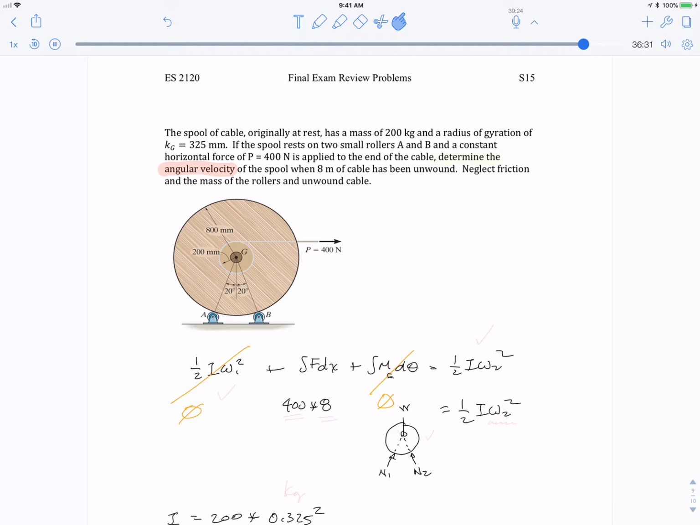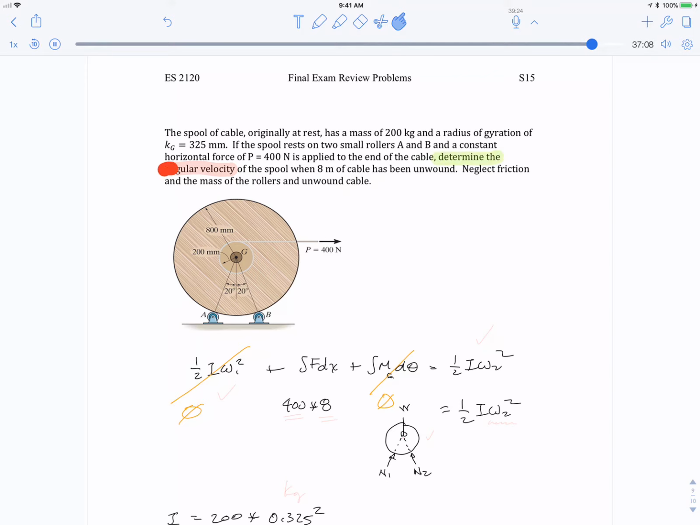Okay, so here's the last problem, and let's read this. You've got this spool, it's spinning around those rollers A and B. You're pulling that force, and it says that 8 meters of the cable unwinds. There's no friction. Find, let's see, what is it asking us to find? Oh, here it is. Determine the angular velocity.